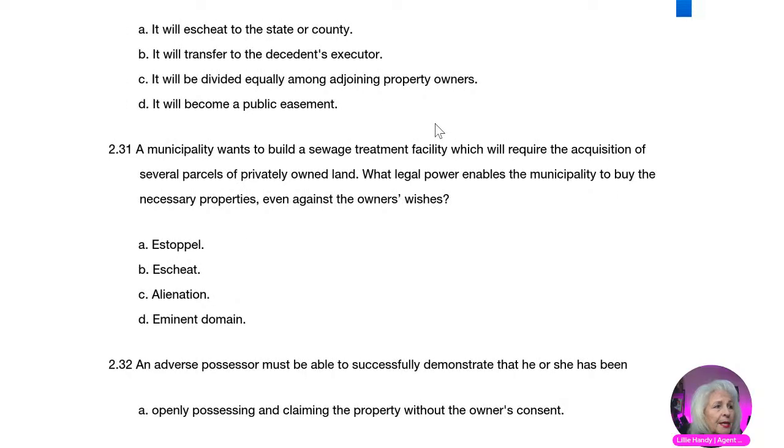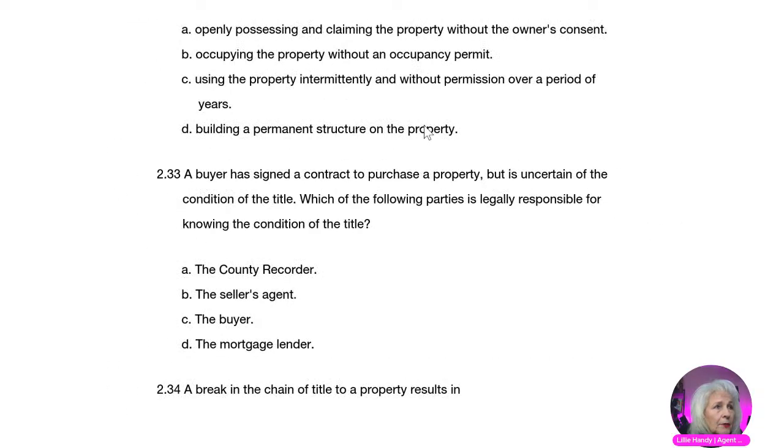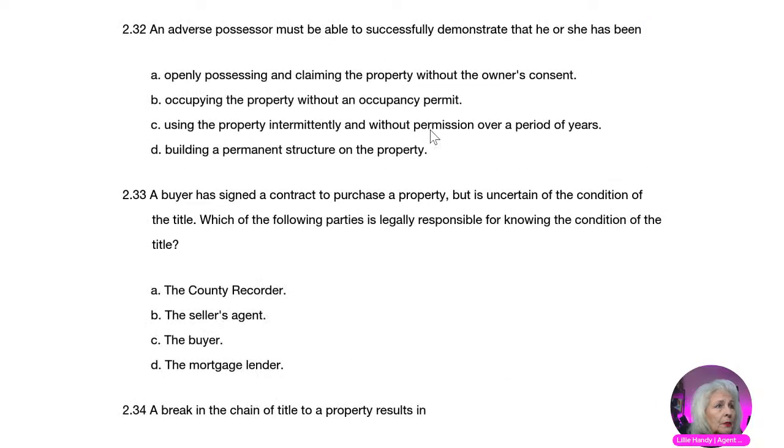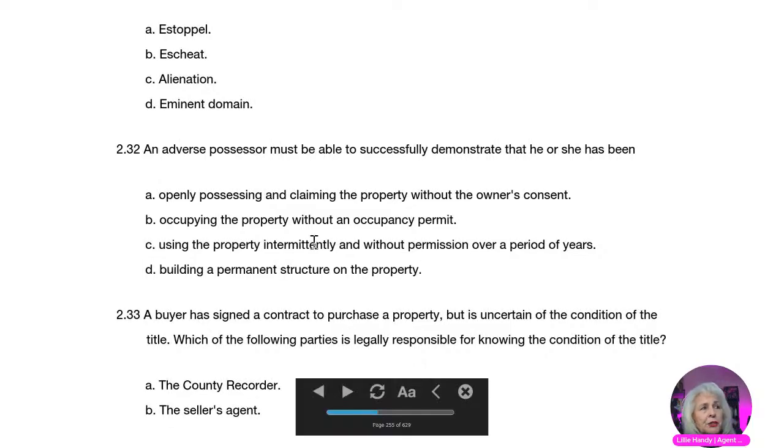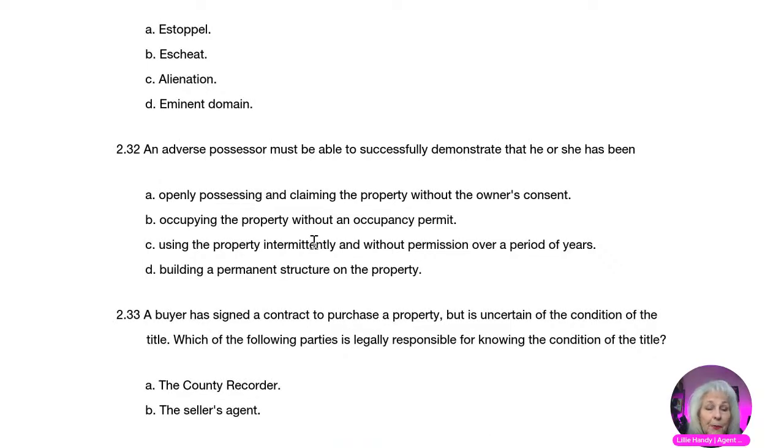Bear with me as I adjust these screens so that I can show you the complete question. Okay, number 32. An adverse possessor must be able to successfully demonstrate that he or she has been what? A, openly possessing and claiming the property without the owner's consent. B, occupying the property without an occupant permit. C, using the property intermittently and without permission over a period of years. Or D, building a permanent structure on the property.